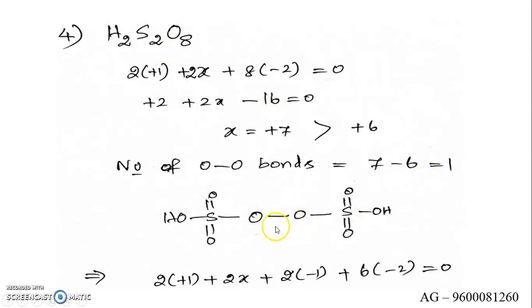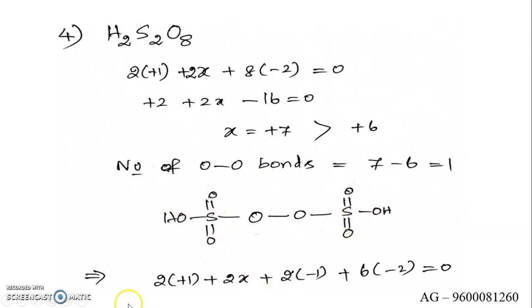Listen, so we have one peroxide bond. Now you attach one sulfonic acid group to one of the peroxide oxygens and another sulfonic acid group to the other oxygen. So this is the structure of the compound. Now we will calculate the actual oxidation state.